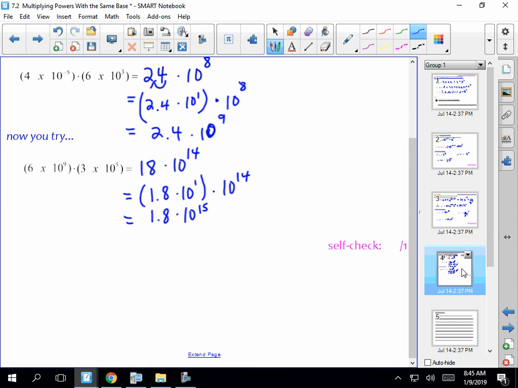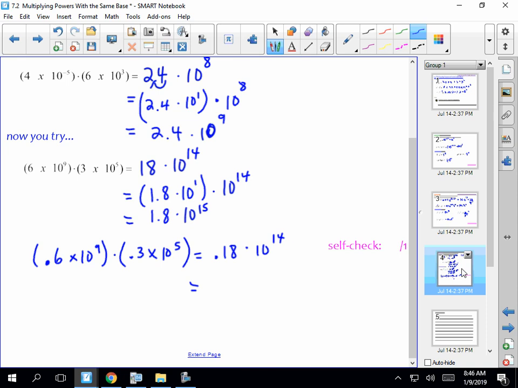Now, when you get problems like this, they won't necessarily be written in scientific notation already. You might have something like this: 0.6 times 10 to the 9th times 0.3 times 10 to the 5th. Well, 0.6 times 0.3 would be 0.18, right? We'd multiply the 3 and the 6, which is 18, and then move the decimal 2 places to the left. So this would be 0.18 times 10 to the 14th.